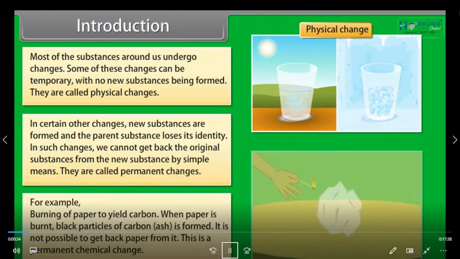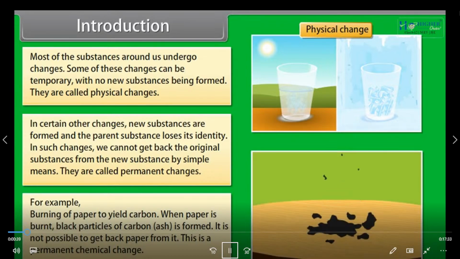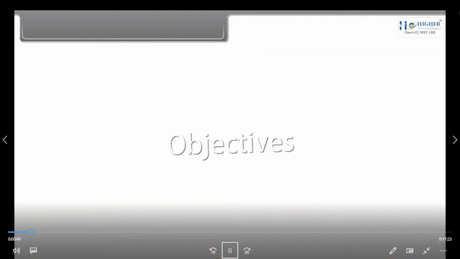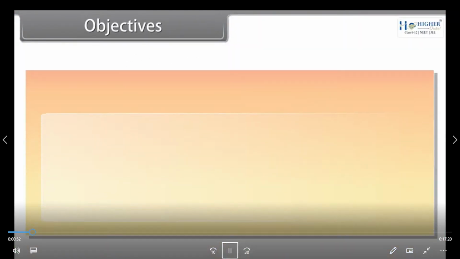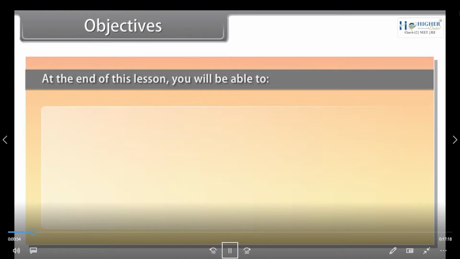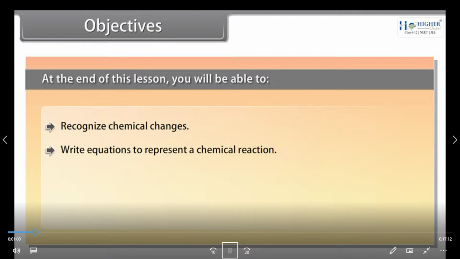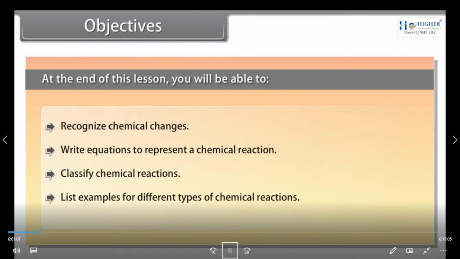For example, burning of paper to yield carbon. When paper is burnt, black particles of carbon ash is formed. Now it is not possible to get back paper from it. This is a permanent chemical change. Objectives. At the end of this lesson, you'll be able to recognize chemical changes, write equations to represent a chemical reaction, classify chemical reactions, list examples for different types of chemical reactions.